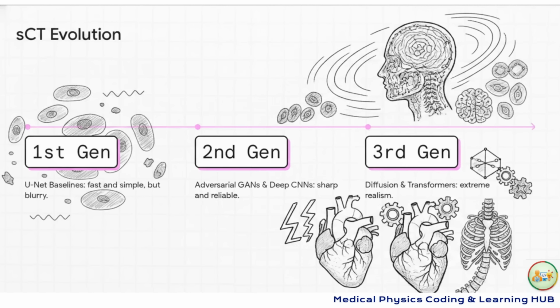So if we take a step back and look at the timeline, you can really trace the evolutionary arc here. We kicked things off in the first generation with our fast, simple, but slightly blurry UNet baselines. Then we leveled up to the second generation, bringing in the sharp boundaries of adversarial GANs and those highly reliable deep CNNs like ResNet. And now we are squarely entering the third generation, where the game is all about global anatomical context and just absolute extreme realism.